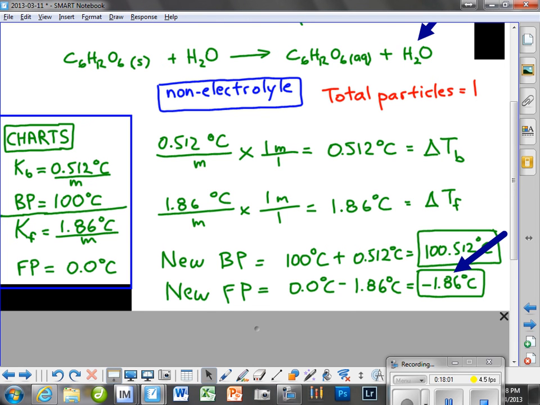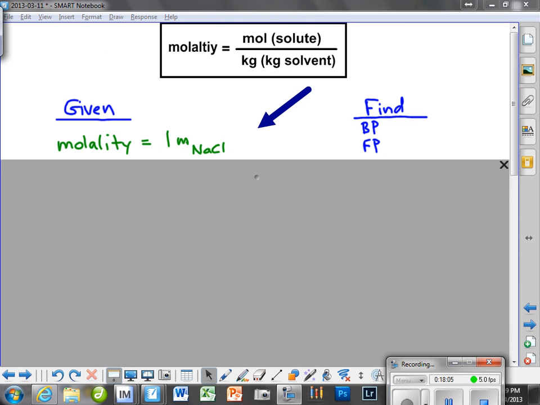Now, let's go on to an electrolyte. We're going to do the same problem, only we're going to use an electrolyte. So, I've got a 1 molal solution again, only this time I'm using sodium chloride. And we're still going to find the boiling point and freezing point when I have a 1 molal solution of salt in water, also known as an aqueous solution.